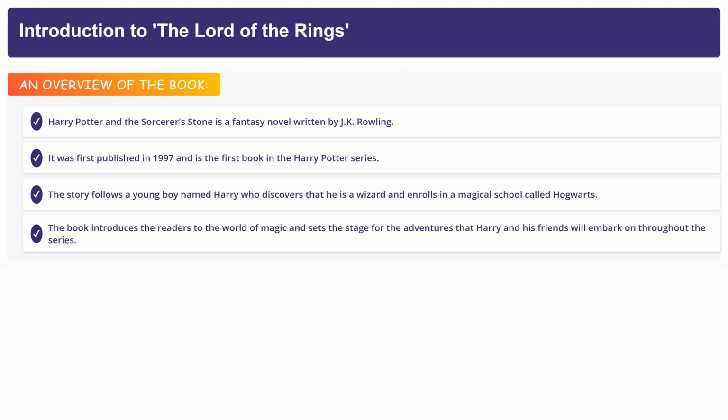In this section, we will provide an overview of the book, Harry Potter and the Sorcerer's Stone, written by J.K. Rowling. This fantasy novel was first published in 1997 and is the first book in the Harry Potter series. It follows the story of a young wizard named Harry who discovers his magical abilities and enters a magical school called Hogwarts. We will discuss how this book introduces readers to the world of magic and sets the foundation for the subsequent adventures in the series.